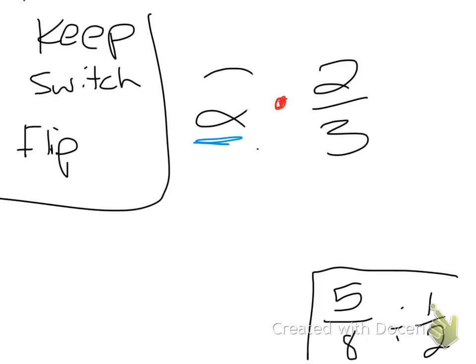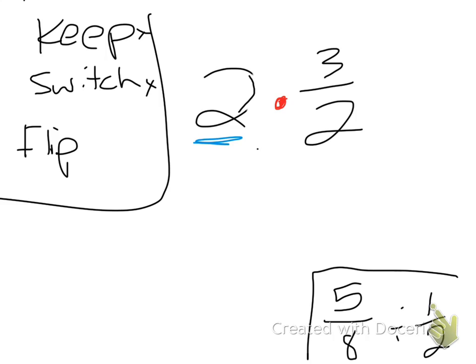Remember that dot means multiplication. So we kept it, we switched it, now we're going to flip the last number. We're going to flip it. So instead of 2/3, it's going to be 3/2. And then we solve. And we know how to do 2 times 3/2. We're going to cross out, and our answer would be 3/1, which is 3. So our rule is keep, switch, and flip.